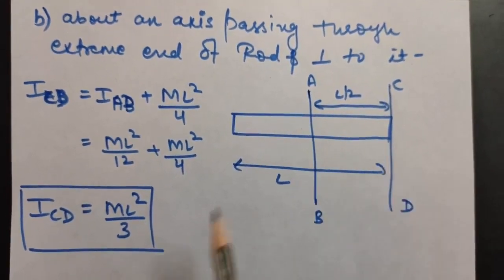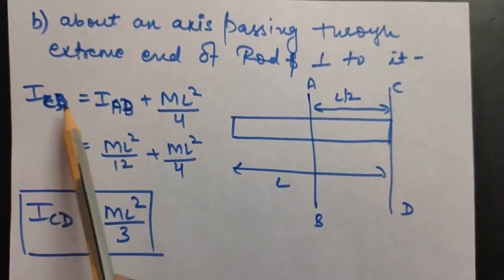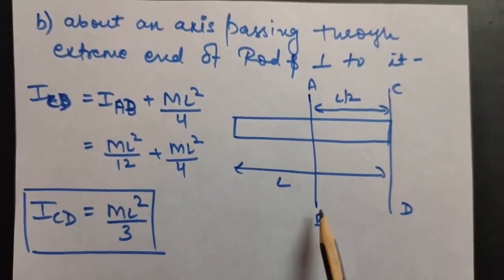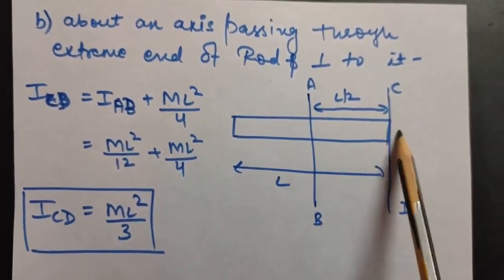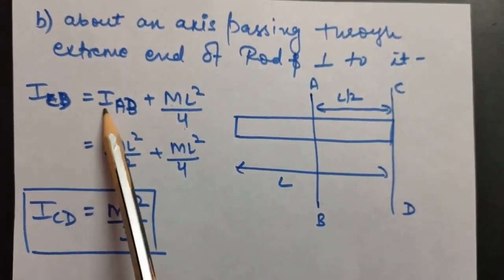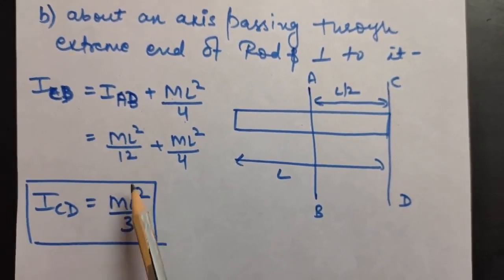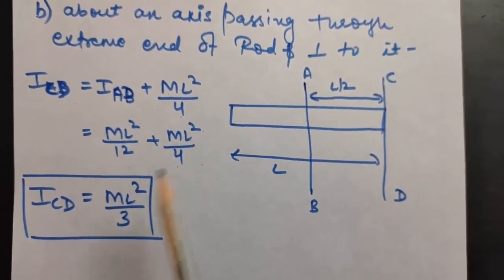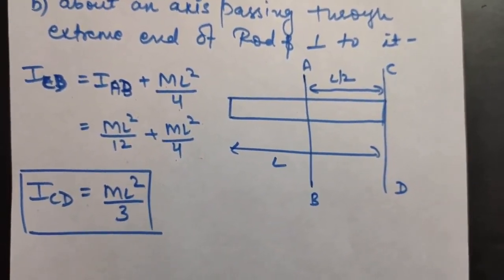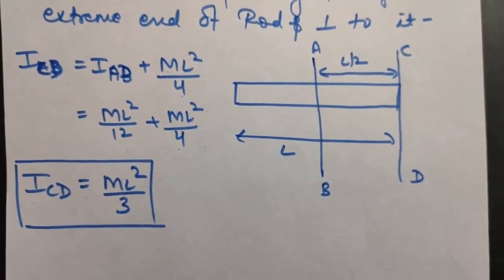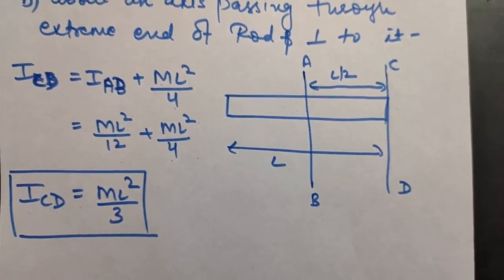So we can easily use the parallel axis theorem here, which says the moment of inertia about CD will be equal to the moment of inertia about AB plus the mass of the body, that is capital M, into the square of this distance, that is L square by 4. Now the moment of inertia about AB you have just calculated in the first part, that is ml square by 12 plus ml square by 4. Just add them, you will get the moment of inertia about CD to be ml square by 3. Okay, so these were all the applications of your parallel and perpendicular axis theorem. Go through them properly.